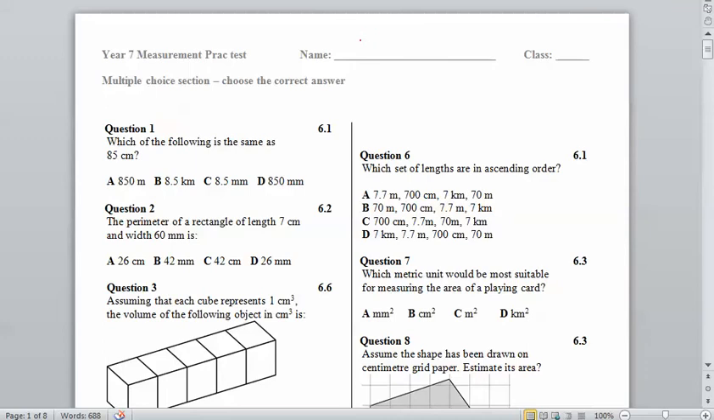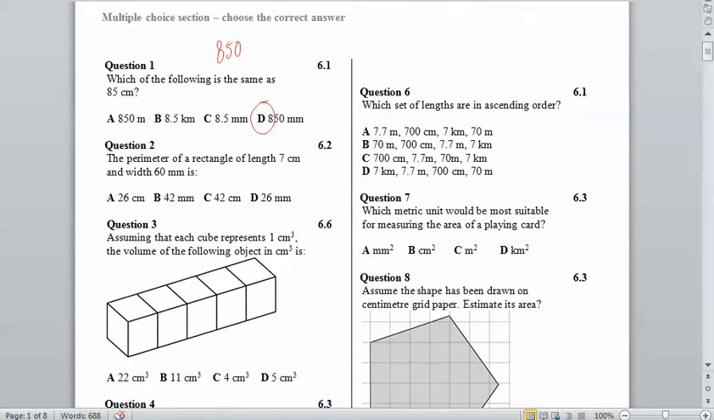How many millimetres in a centimetre, Shay? 10. So we need to multiply. No, we need to divide. Do we? I don't know. No, we multiply by 10. So we move this 85 and we need to multiply it by 10 by just adding a 0. Answer's D. Okay, next one.